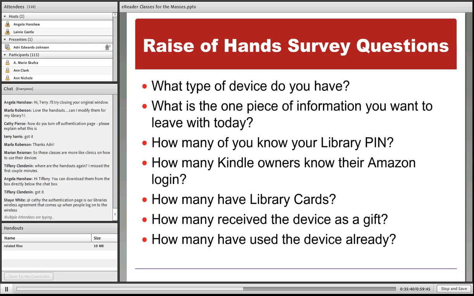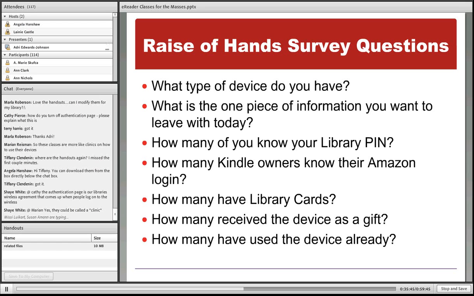We ask how many people know their library PIN. Because for a lot of these people, they have never really used the library online resources before. A lot of them are not aware that they have a PIN number that gets them access to all this other stuff.